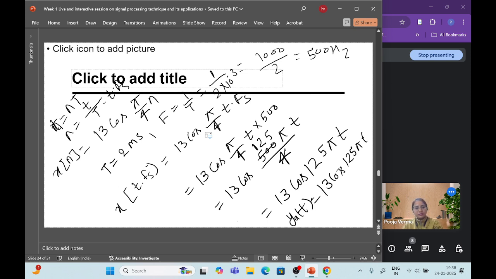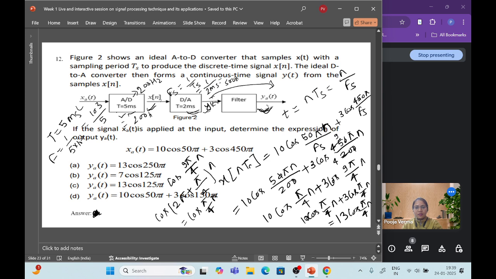Okay, so let's check by the options which option is correct. Option C is matching with the answer 13 cos 125 pi t. So option C is the correct answer for this question. Just remember this trick, the cos 2 pi plus theta concept. Otherwise you will not get the correct answer.